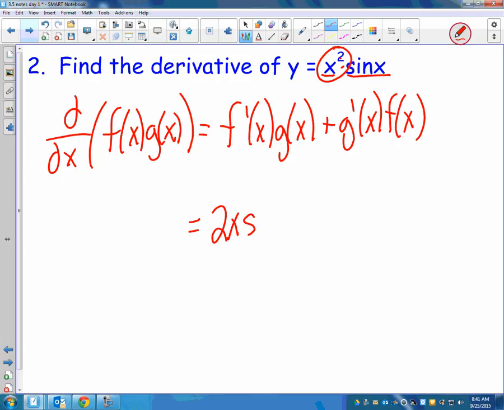Times the second function, which we'll leave alone, plus new rule: what's the derivative of sine of x? Cosine of x. Cosine of x times x squared. And I'm putting the x squared in front of myself. There's not much you can do there. If you wanted to, you could factor an x out front, but there's not really a whole lot you can do there. So just leave it. That's as far as we can go.